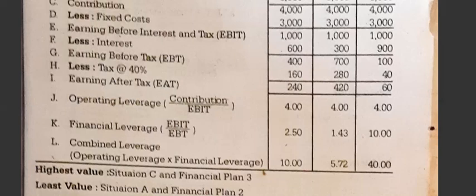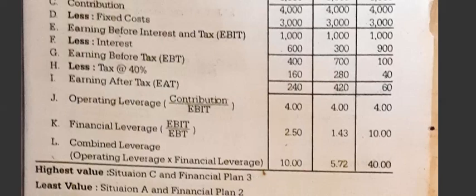Okay, this value. What is the value? This is the value. See, this value 40 is the highest. Now this happens only in plan C and situation C. So when you observe all these things, you will get 40 as the highest. So 40 is available in plan C and situation C. So situation C, plan 3 has the highest value.